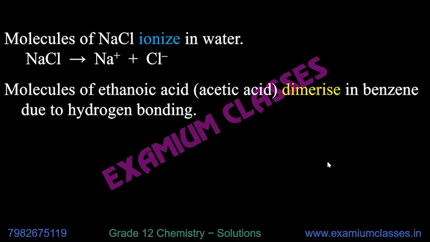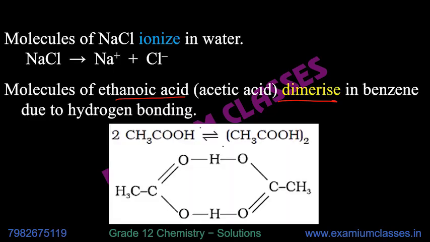Molecules of ethanoic acid, that is acetic acid, associate. They dimerize, means two molecules combine together. Di means two. So two molecules combined together, so effectively, it is one molecule only. From a colligative properties perspective, it is just one molecule. So try to understand why I'm saying it.